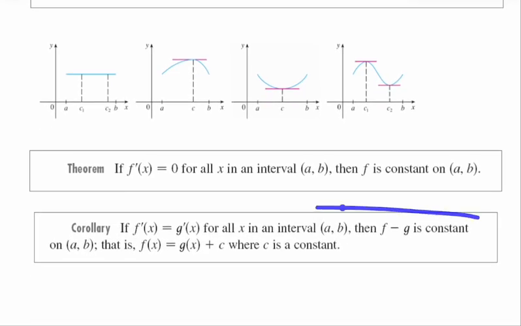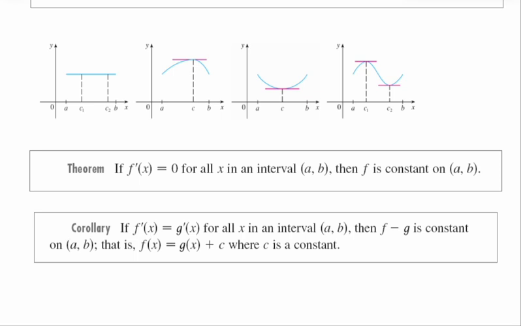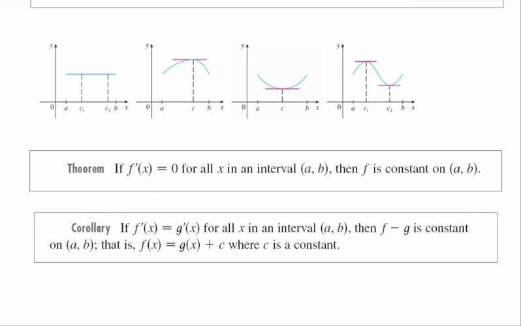Now, the one that's most important, I think this is the one that's going to help us, is the corollary, which is used a lot. The corollary says if the derivatives are equal for functions f and g, then f minus g is a constant, or f of x plus g of x has to equal c.